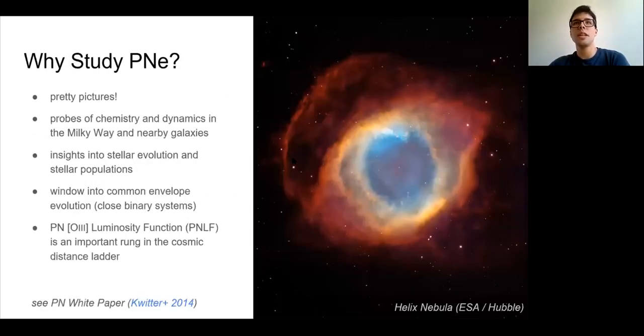So why are we interested in studying these objects besides the very pretty pictures? They're valuable probes of chemistry and dynamics in the Milky Way and many nearby galaxies. They offer insights into stellar evolution and different stellar populations. They provide a window into common envelope evolution, as many of them host close binary systems. And the OIII Planetary Nebula Luminosity Function is an important rung in the cosmic distance ladder.